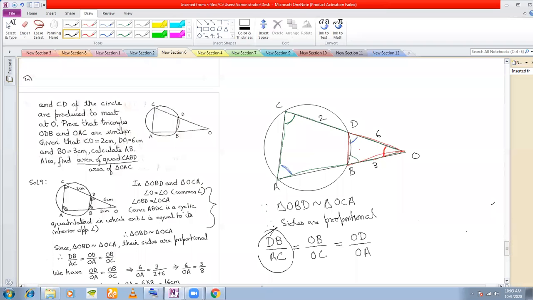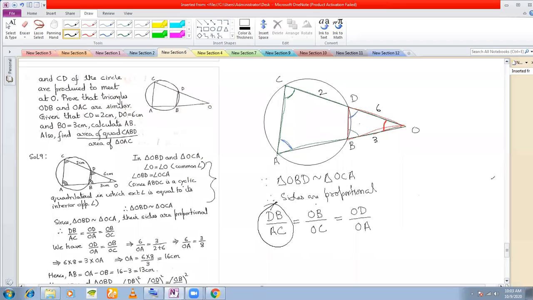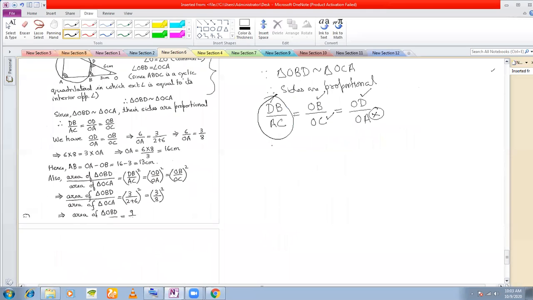So OB, do we know OB? Yes, we know OB. OC, do we know OC? Yes, we know OC because OC is 2 plus 6, 8. OD, do we know OD? Yes, we know OD. And we can calculate OA from here. So therefore, we consider the second and third ratios. We have OB by OC is equal to OD by OA.